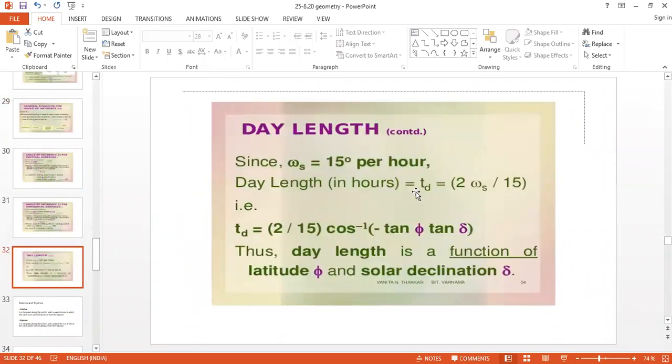And day length. Since omega is equal to 15 degrees per hour, the day length in hours is td equal to 2 omega s by 15. That is 2 by 15 into cos inverse of minus tan phi into tan delta. Thus day length is a function of latitude phi and solar declination delta. So phi is taken as latitude and delta is solar declination.